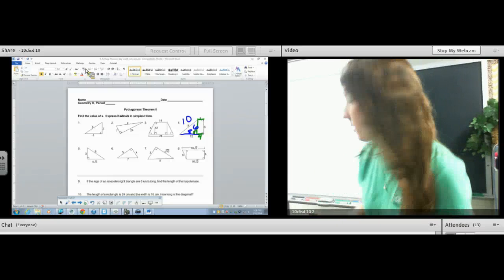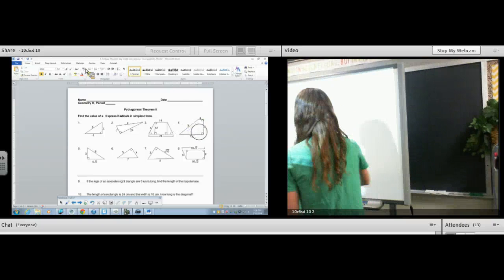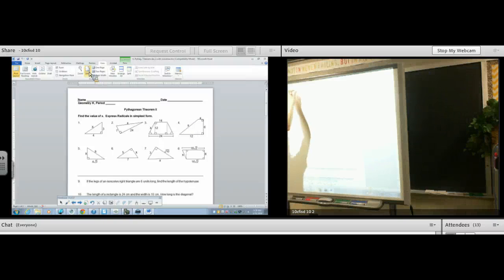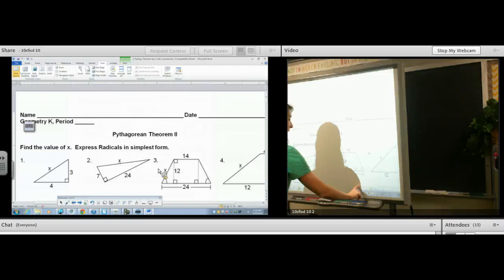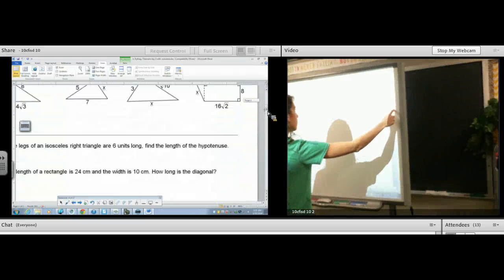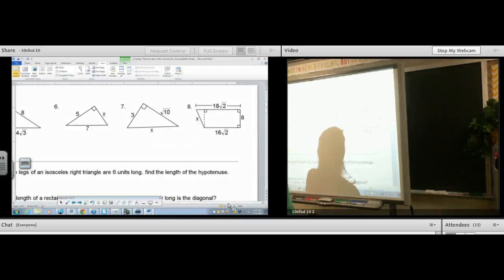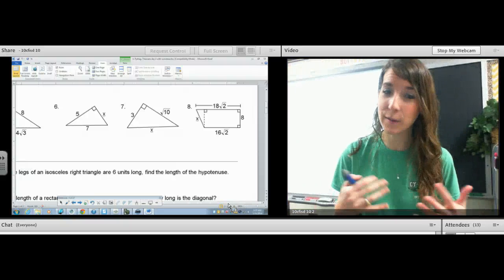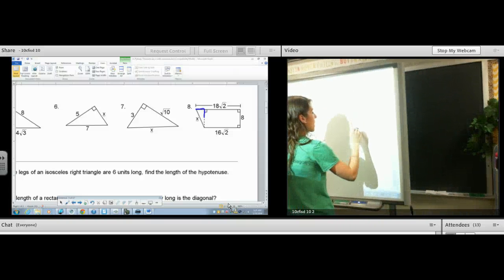Number 8. Let's see if I can zoom in. That might be too much. Anyways, number 8. So we've got a trapezoid here. We need to find x, and we're going to use a right triangle. Remember, you need to look for those right triangles because we are learning about Pythagorean Theorem, and you can only use those on right triangles. So we're going to focus on this triangle.